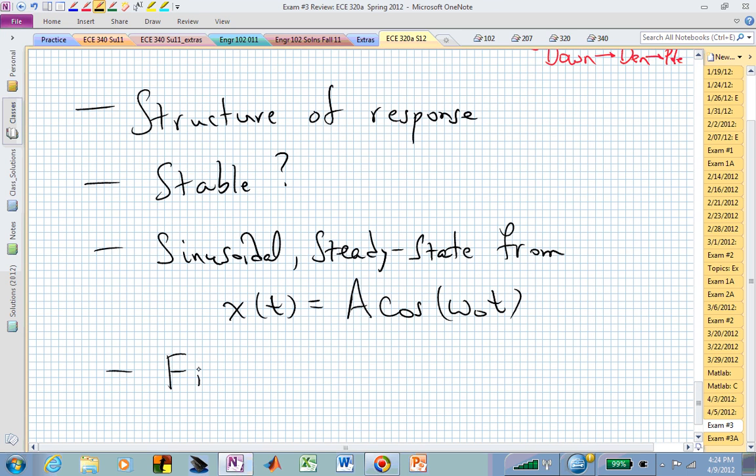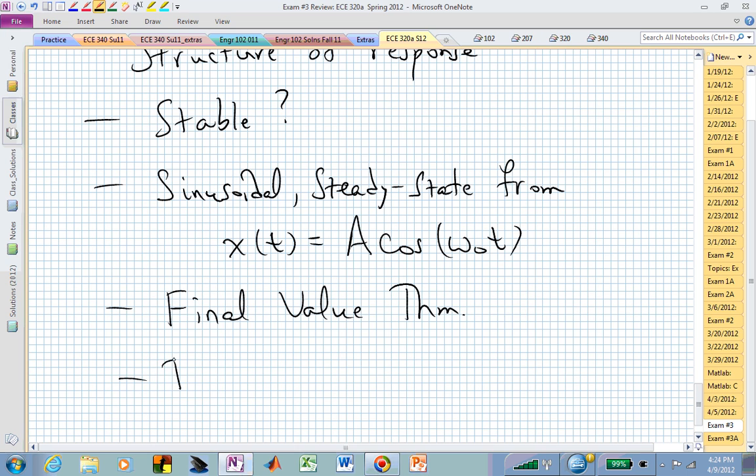You also should be able to apply the final value theorem. But when can you do that? What do you need to look for if somebody gives you poles and zeros? What are you looking for in order to apply the final value theorem? Pardon? You need to have your poles all in the LHP, the left half plane. And you could also do the initial value theorem.